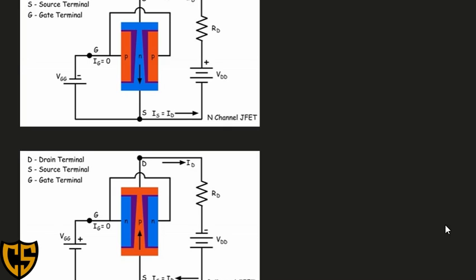So how does the JFET, or junction field effect transistor, function? If a voltage is applied between the drain and the source terminal, the current starts to flow.